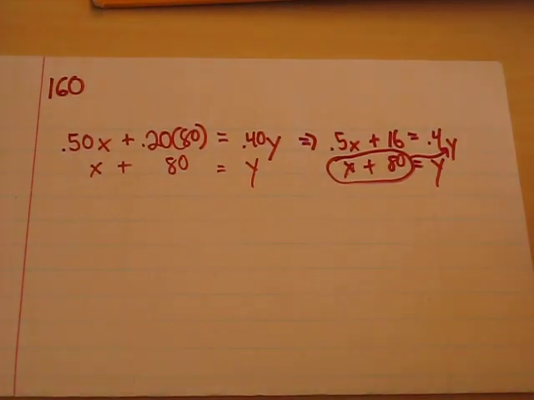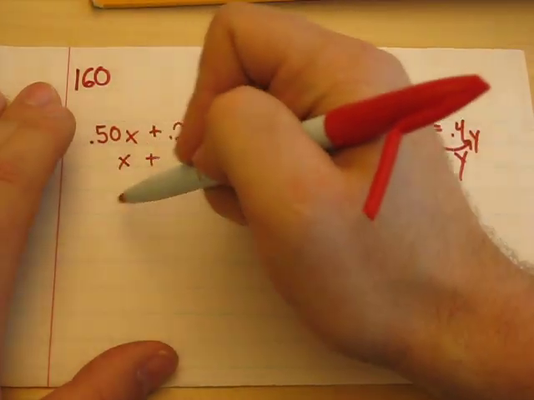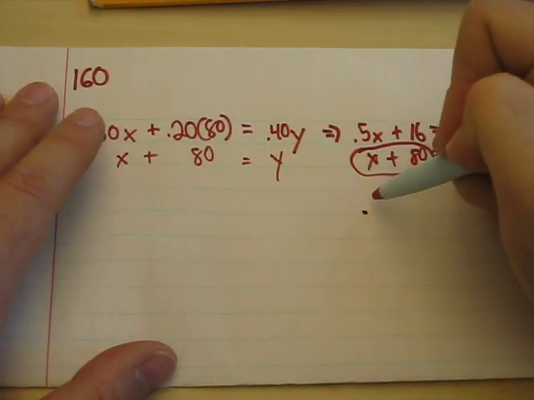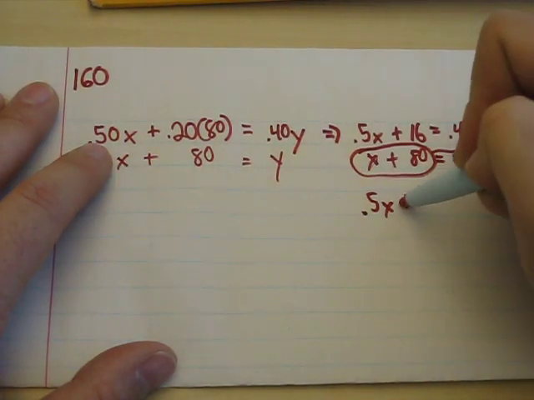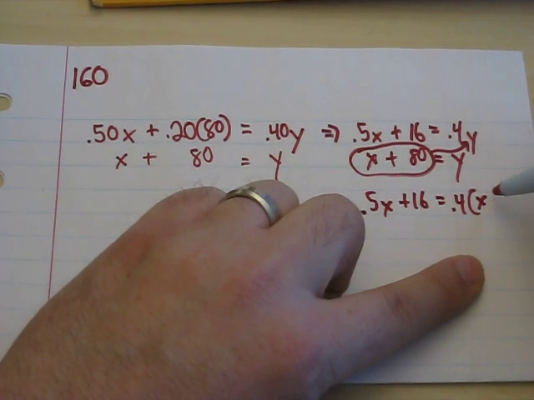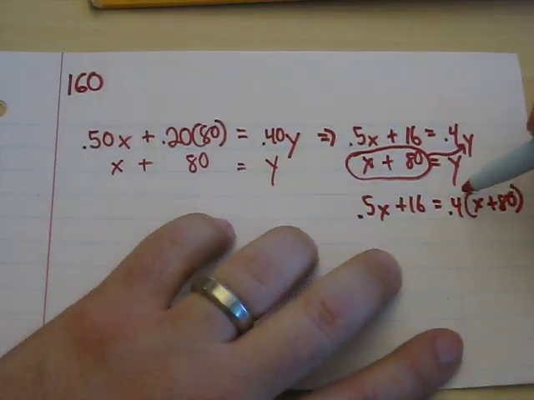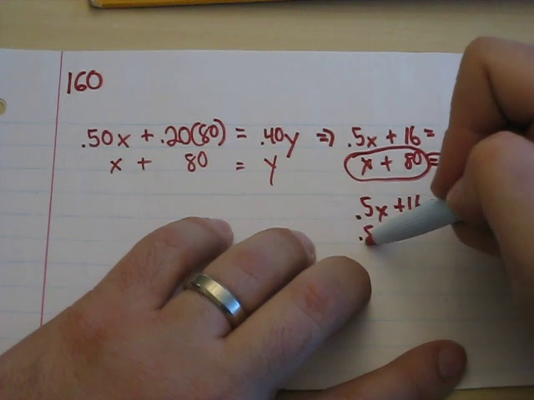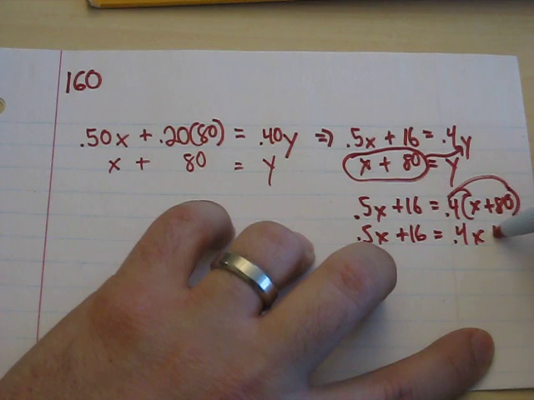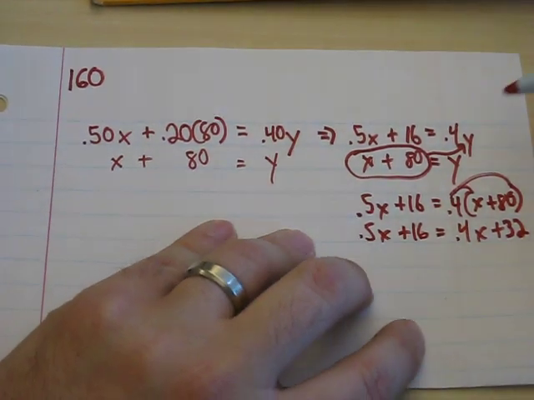Okay, so what we're going to do is plug this in for this. So I'm just rewriting my equation. I'm going to drop this down vertically. 0.5x plus 16 equals 0.4 times the quantity of x plus 80. All right, so we're going to distribute this here and here. Rewrite my left side equals 0.4x plus 32 if you multiply 80 times 4 tenths.